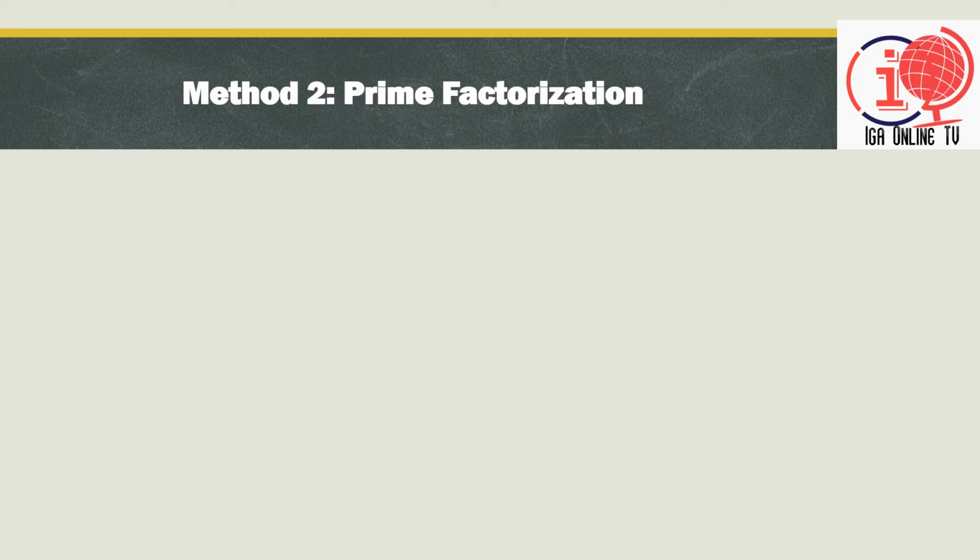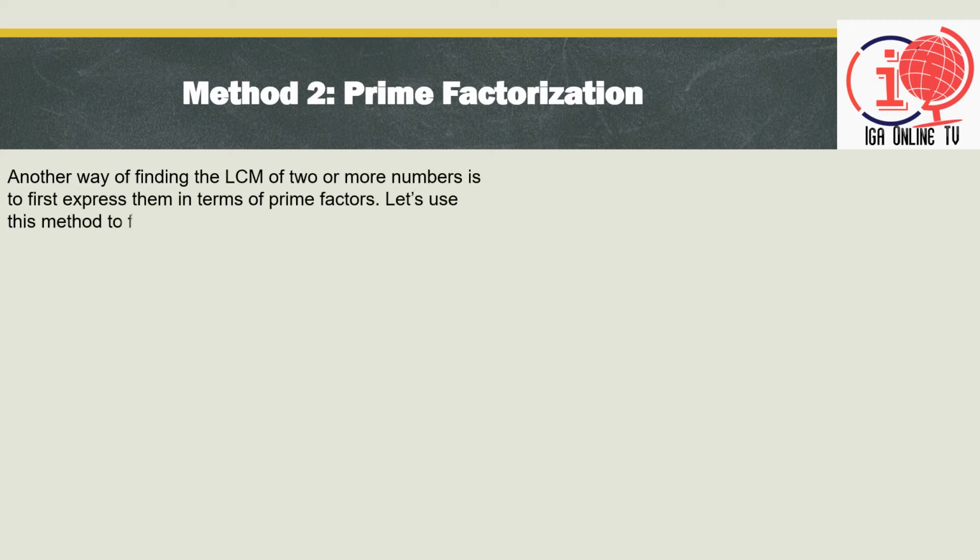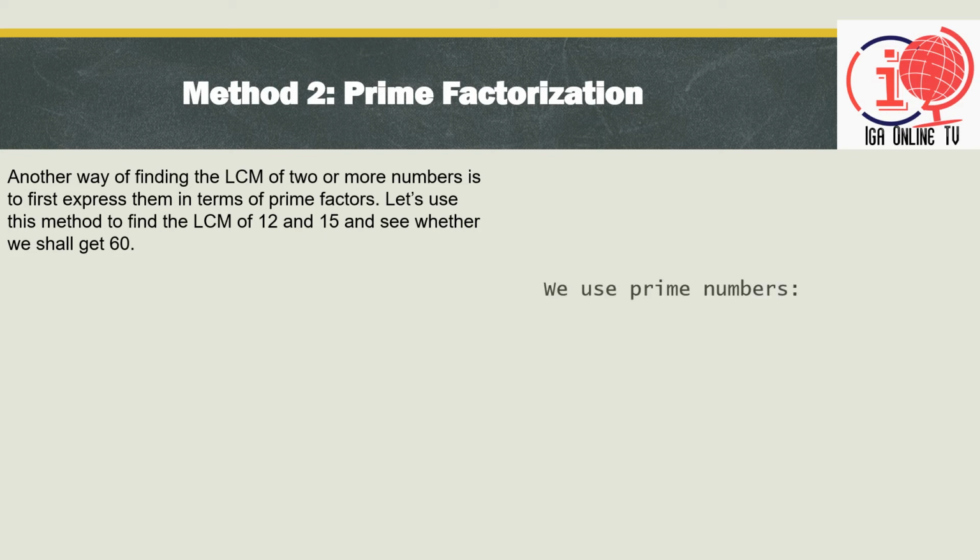Let's now use the method of prime factorization to find out if we can get the same answer. Another way of finding the LCM of two or more numbers is to first express them in terms of prime factors. First of all, we use prime numbers, and prime numbers are numbers which have only two factors, one and itself. That means only two numbers can divide them, one and the number itself.